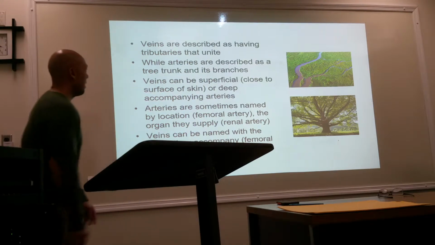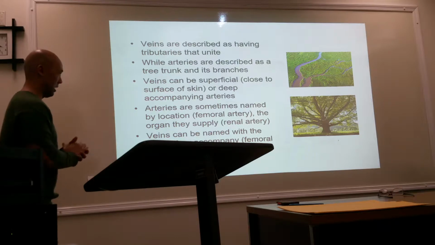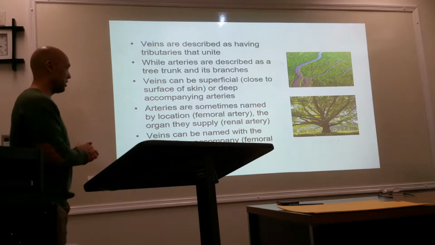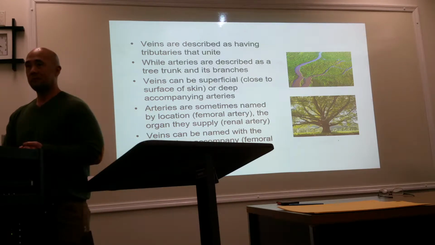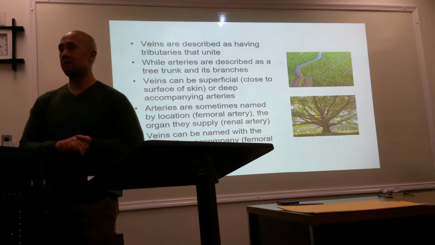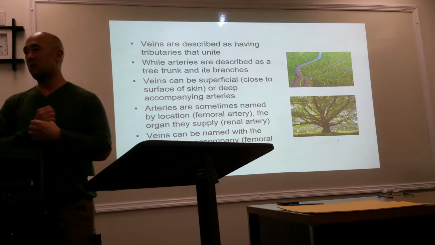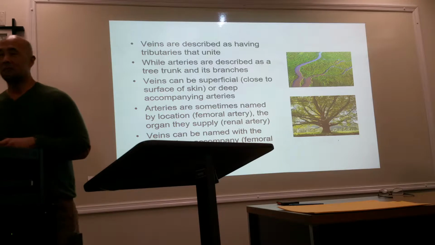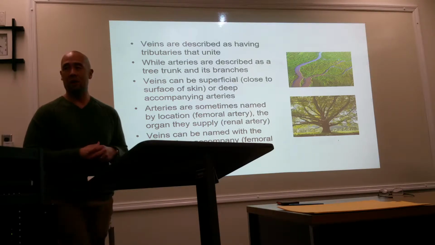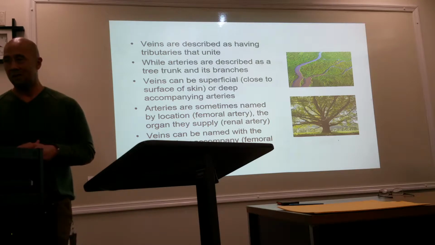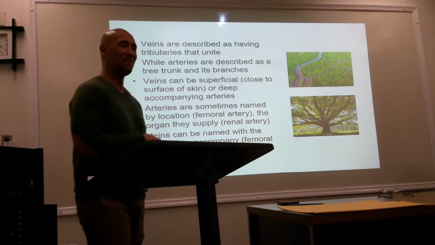Whereas arteries start off with one and they branch off like they do with tree branches and the trunk. Veins can be superficial, which means close to the skin, or deep. Arteries are sometimes named by location, like the femoral artery, or the organ they supply, like the renal artery. Veins can be named with the artery they accompany, but not always, like the carotids and the jugular vein.